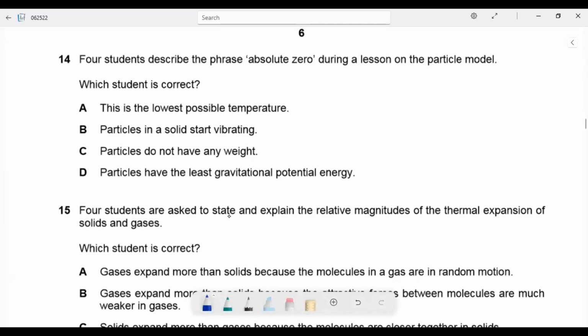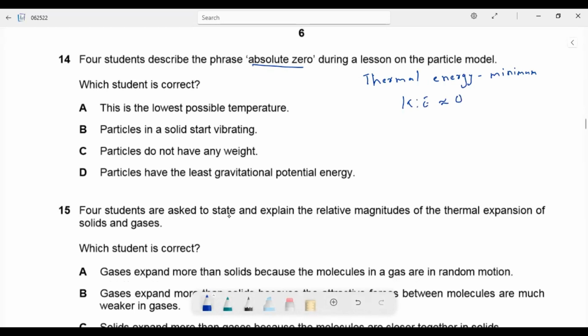Next, 4 students describe the phrase absolute zero during the lesson on the particle model. Which student is correct? So at absolute zero, the particles have minimum thermal energy. The thermal energy of the particle will be minimum, and the kinetic energy of the particle will be zero.